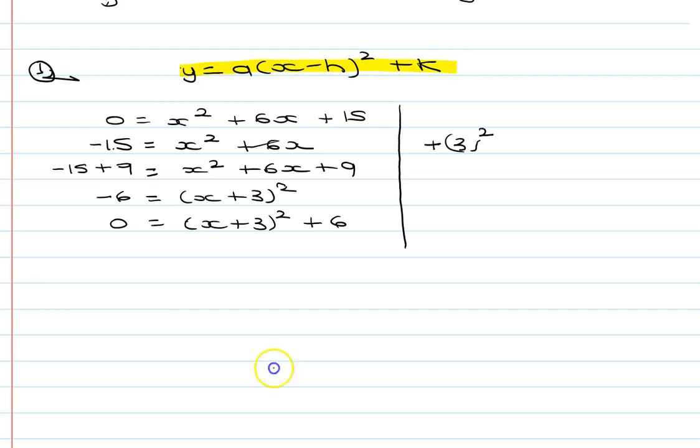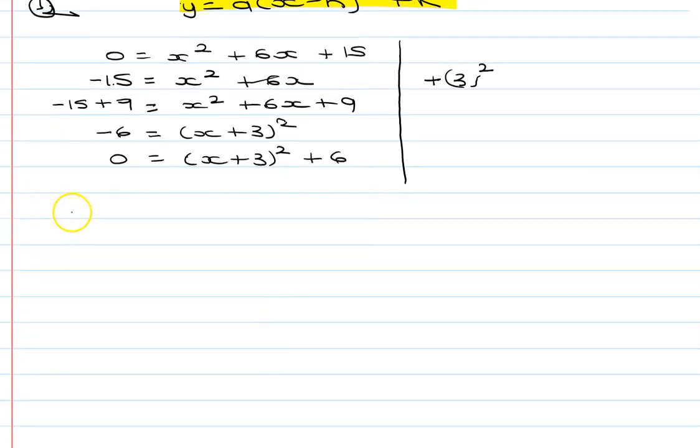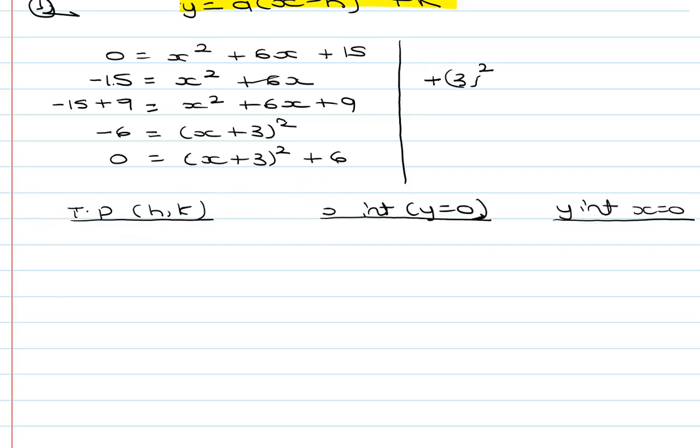So when I want to sketch this graph, I can now put my heading. So I've got the turning point, which of course is our (h, k), and then I can find the x-intercepts and the y-intercept. Okay, so the value of h in this case is minus 3, and the value of k in this case is 6, so my turning point is (minus 3, 6). Now let's move over to the x-intercepts.